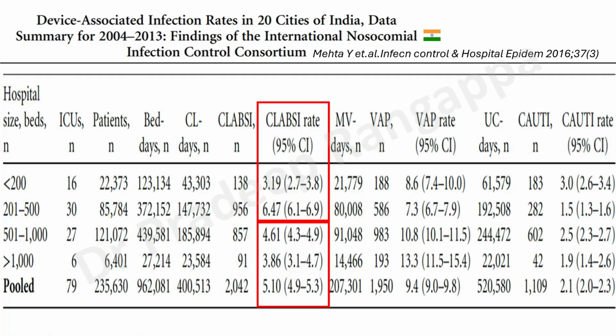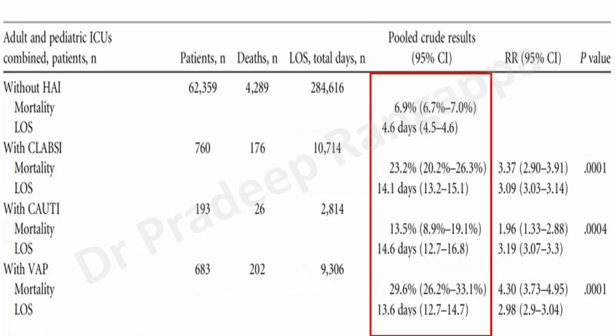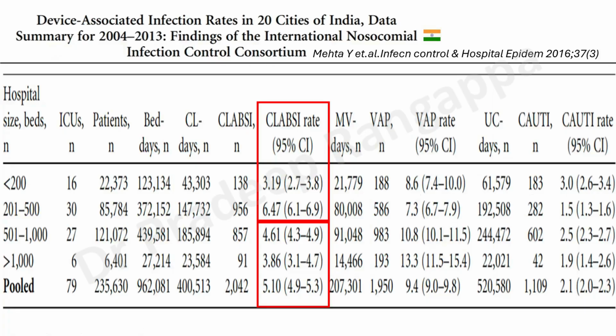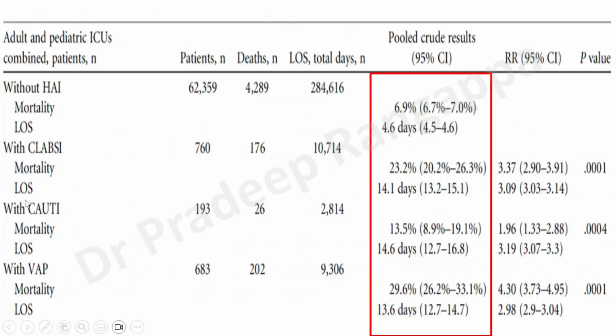I'm just talking about the hospital strength. If you look at 500 to 1,000, it's 4.61. More than 1,000, it seemed to be less. But the typical hospitals we all work in are of 200 to 500 bed strength. The CLABSI rate in this hard data was 6.47 per 1,000 catheter days, which is pretty high. And why is it important? Because if you look at this data, without hospital-acquired infections the mortality is 6.9% and the length of stay is 4.6 days.